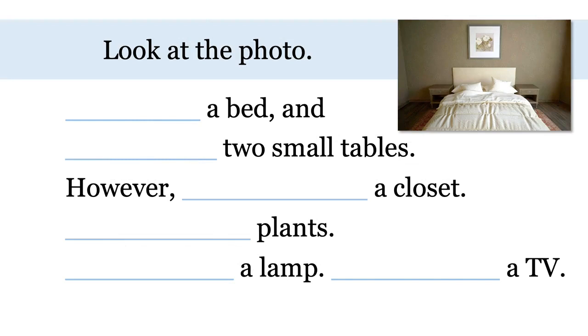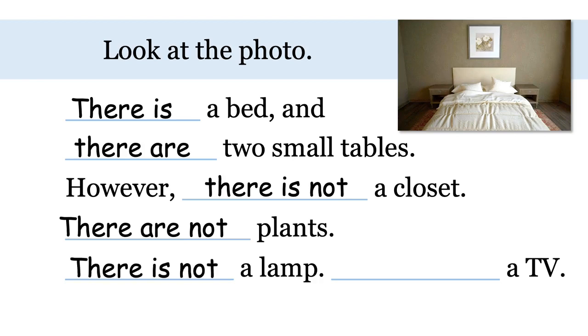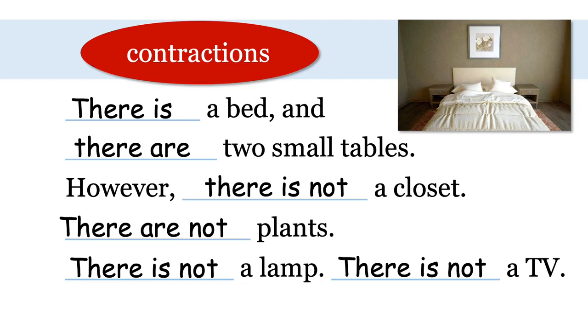Look at the photo. You need to fill the blanks with there is, there are, or the negative. There is not, there are not. Maybe you want to pause the video and try it. Okay, are you ready for answers? Let's look. There is a bed, and there are 2 small tables. However, there is not a closet. There are not plants. There is not a lamp. There is not a TV. Okay?